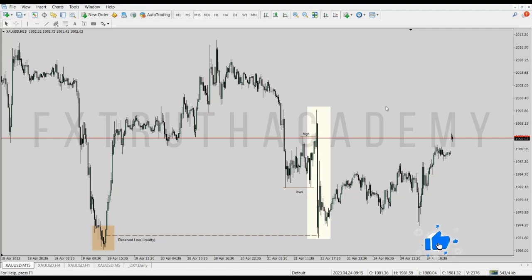So in today's video, we're going to be discussing the market maker's reserved liquidity. Some of you may be wondering, what is the market maker's reserved liquidity? In today's video, I'm going to be sharing with you the insight into price action on how to identify the market maker's reserved liquidity and why they actually have reserved liquidities in the marketplace.